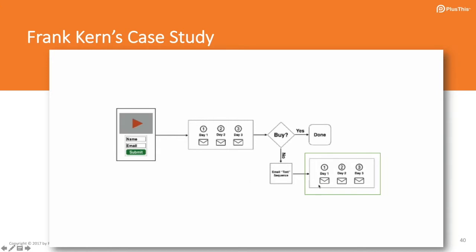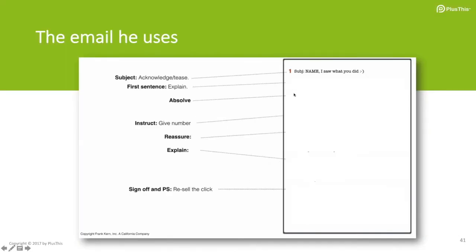And so what these emails look like is he starts with a subject line, putting in their name, "I saw what you did," and he does the smiley face so he's not creepy or freaking people out. But he knows what they're doing because he's tracking the videos that people are watching, and he's using Plus to do that. I'll talk about that a little bit later. He knows that you've engaged, and he's calling that out in the subject line to get them to check out the email.